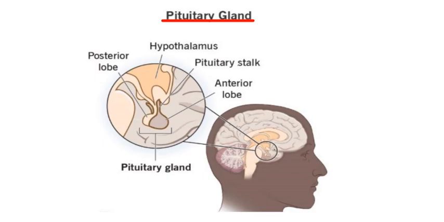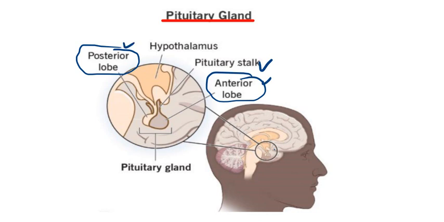Now, from this detailed diagram, you are able to see that the pituitary gland is connected to the hypothalamus through the pituitary stalk. And then we have the anterior lobe and the posterior lobe. So the pituitary gland is made up of these two lobes.